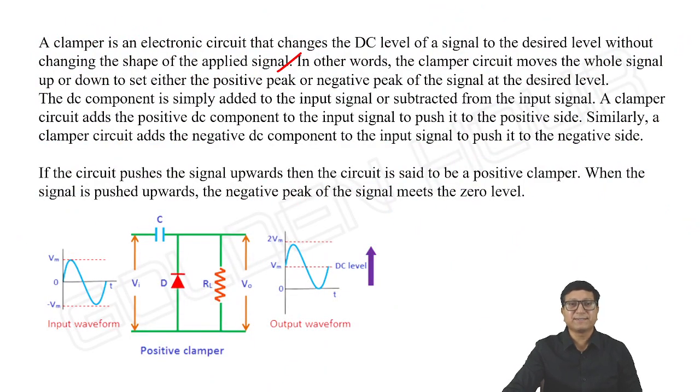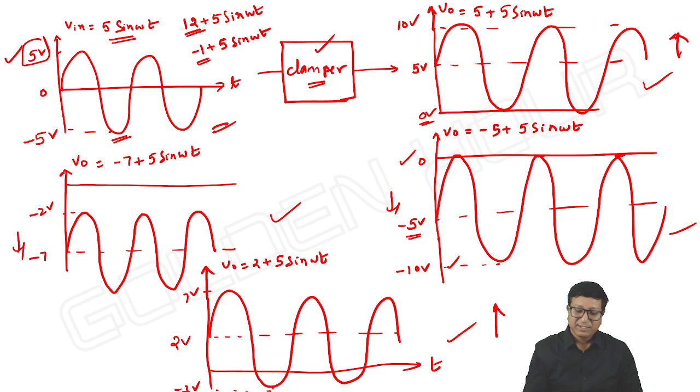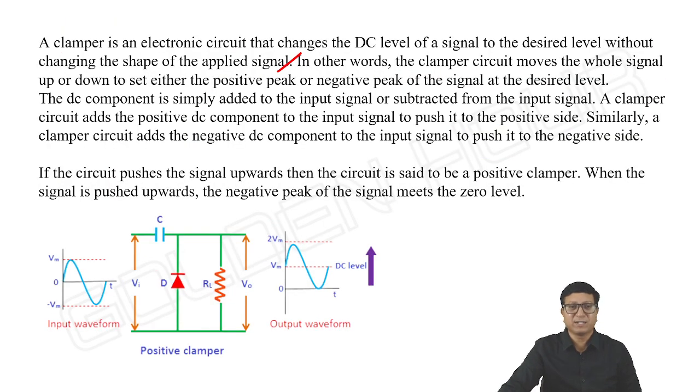The DC component is simply added to the input or subtracted from the input signal. Actually, we are adding DC. If you add positive DC, that is like regular addition only. And if you add a negative DC, that is like subtraction. Adding a negative number to a positive number is nothing but subtraction. That's it. So we are adding a positive or negative DC.